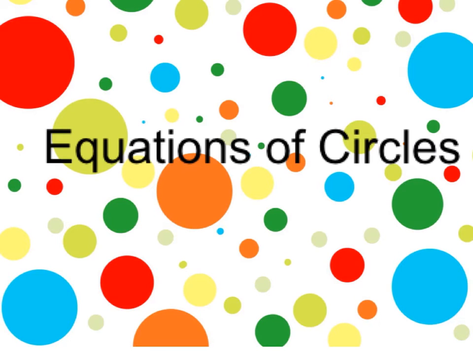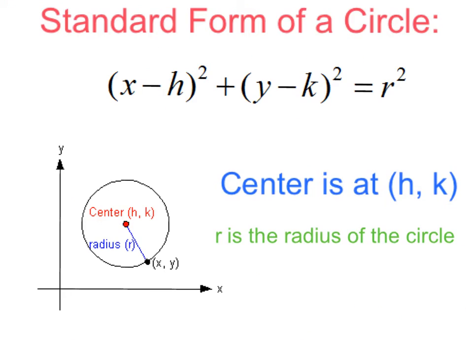So in this video, you guys are going to be writing equations of circles, identifying the center and the radius of a circle. The standard form of a circle is x minus h squared plus y minus k squared equals r squared. The h and k refer to the center of the circle. The r is the radius of the circle.